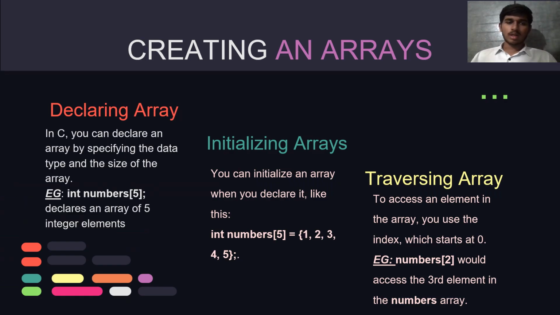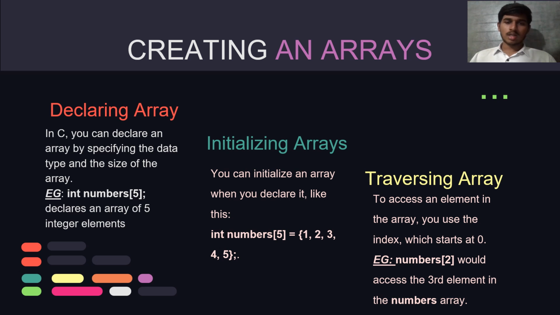So creating an array. How do we create an array inside a program to store our data? First, declaring an array in C: you can declare any array by specifying the data type and size of the array. For example, int numbers[5]. An array is declared using square brackets. Here numbers is the name of the array and it is of size 5, which declares an array of 5 integer elements.